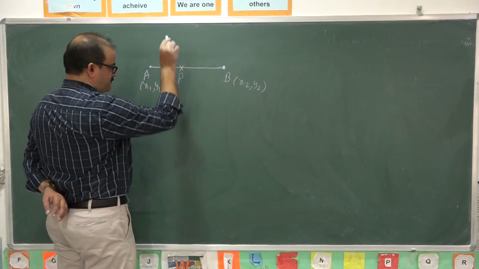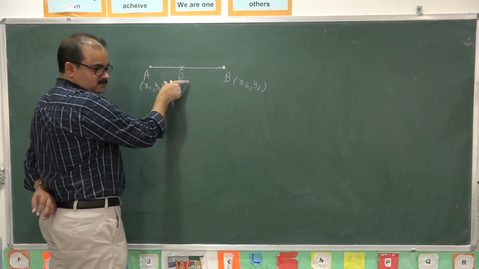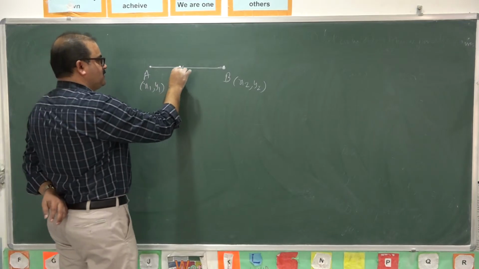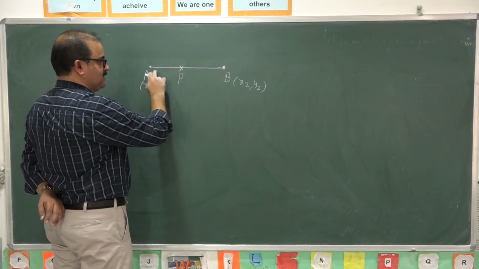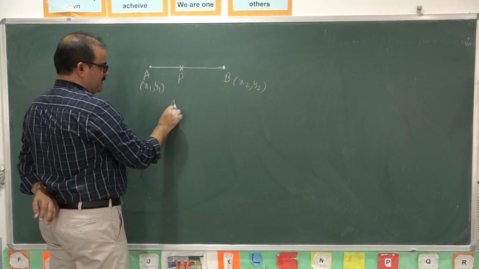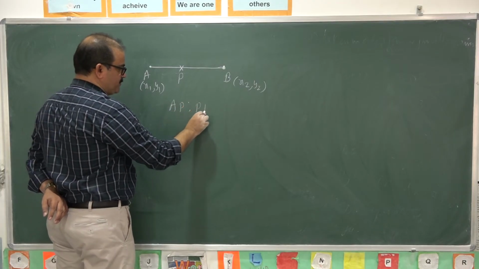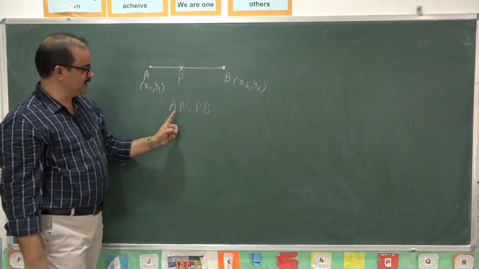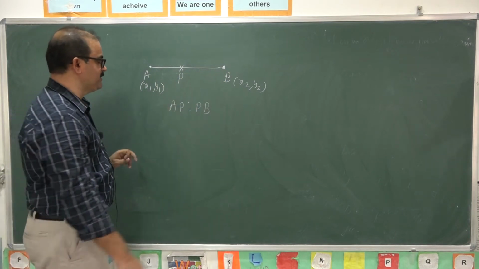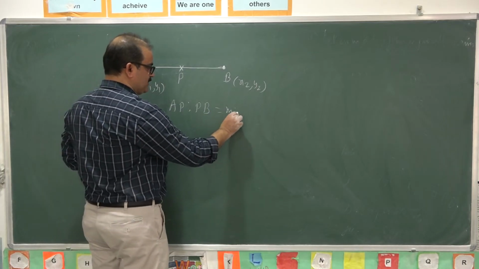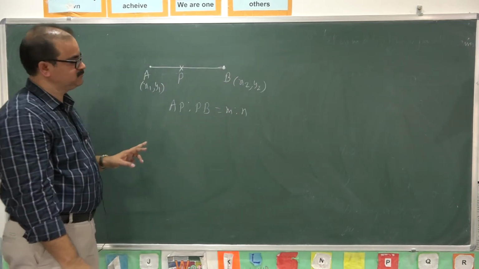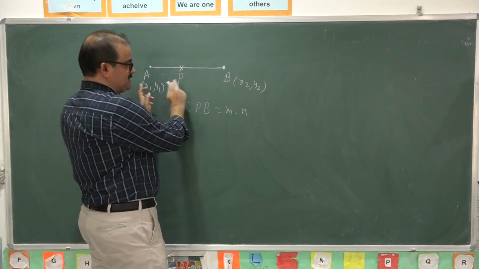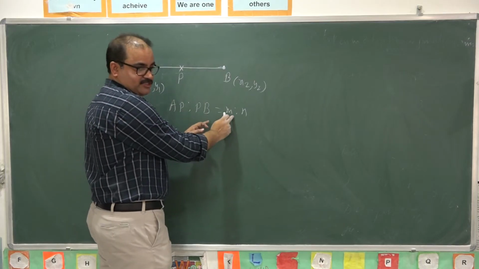If P is a point in the line segment AB, now P divides the line segment AB in the ratio AP is to PB. Let this ratio be M is to N. Now we say that P divides AB internally in the ratio M is to N.